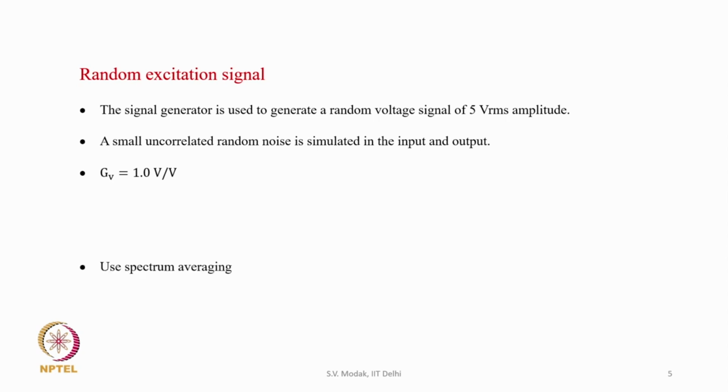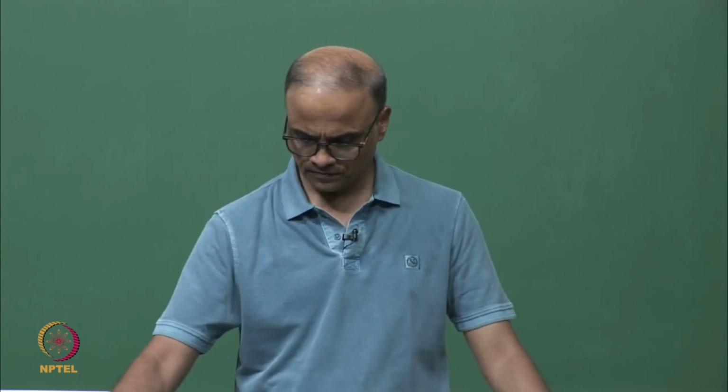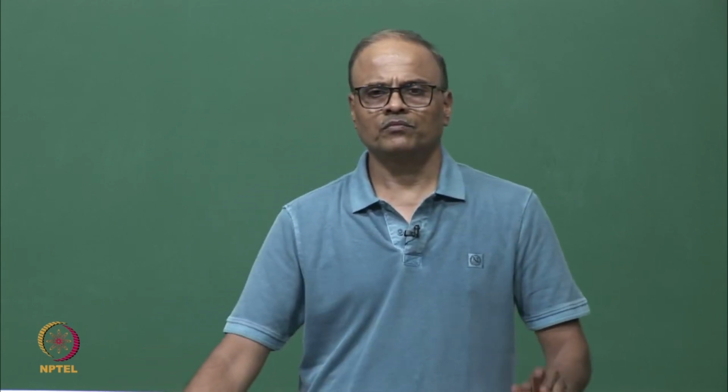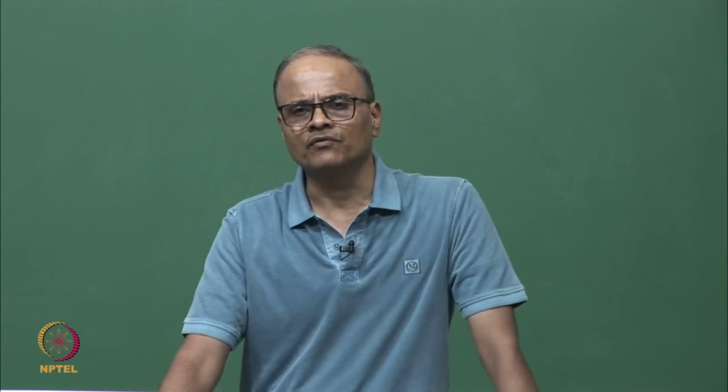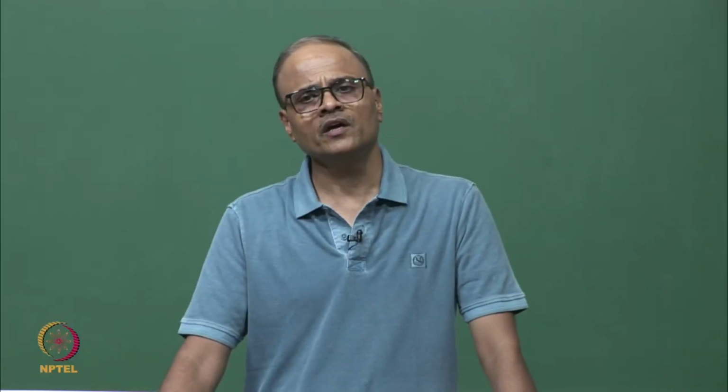So now we are going to use spectrum averaging also for the FRF measurement. Several averages would be taken, and then the FRF would be based on those averages. Let us first of all measure the FRF without using any window function, which means that we are going to use a rectangular window function. As we discussed earlier, not using any window function amounts to using a rectangular window.